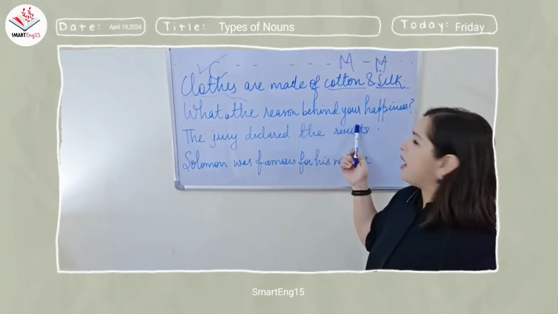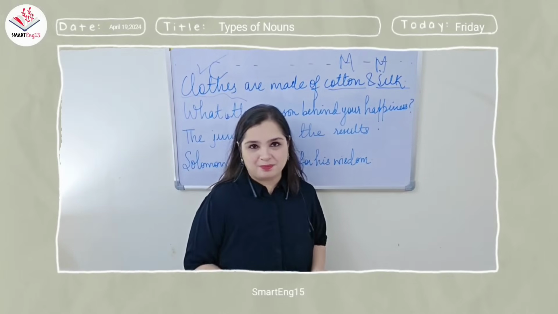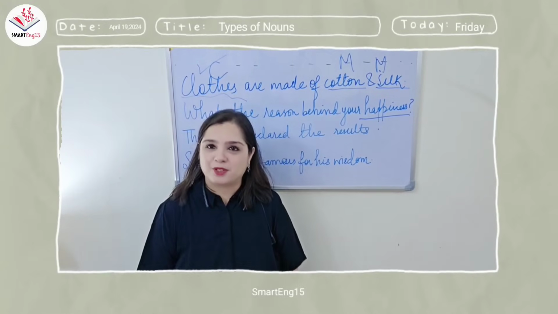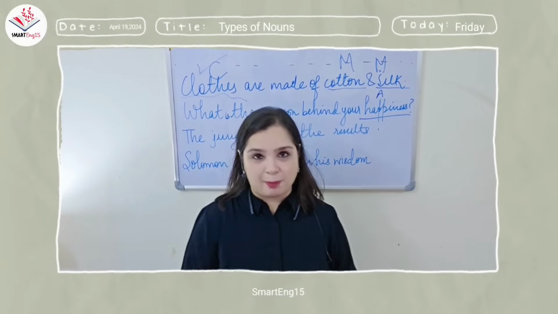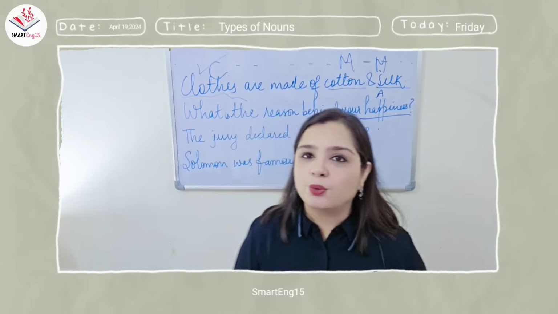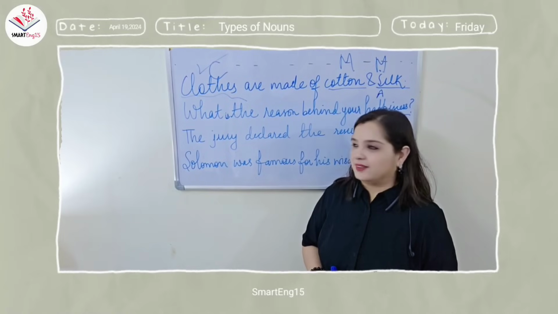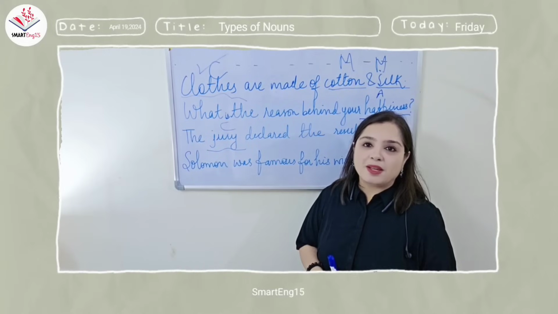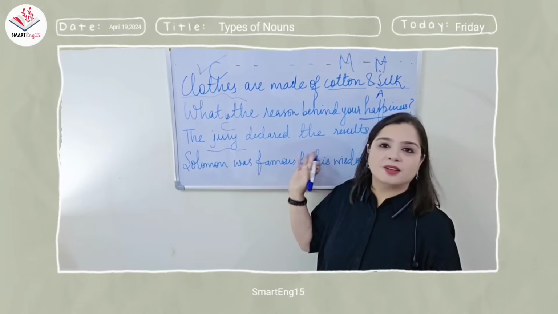What is the reason behind your happiness? What do you think? Where is the noun here? Happiness. Happiness is an abstract noun, and we all know that we can feel happiness, but we can't touch it, we can't see it, right? The jury declared the results. So where is the noun here? Jury. Jury is a collective noun because jury means a group of judges together, right? So the jury declared the results.